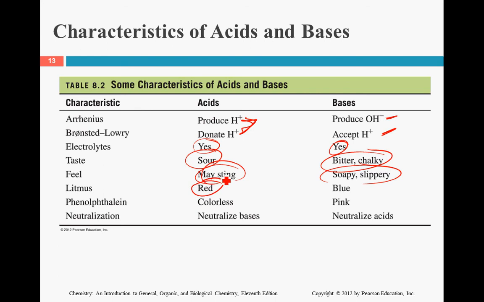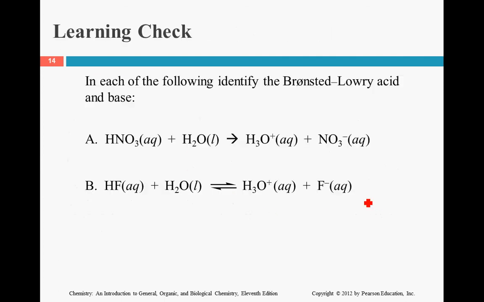Litmus paper turns red for acids, blue for bases. Phenolphthalein doesn't have any color, but it turns pink when there's a base, which we're going to be working with in lab. And then they neutralize each other no matter what. So we need to take a second to identify which one's giving up the hydrogen and which one is accepting the hydrogen.